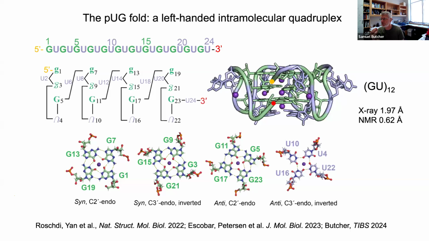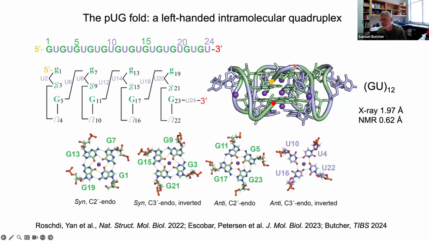So here's the structure. The short story is that the NMR structure is exactly the same as the crystal structure. And so here's the sequence, 24 nucleotides of GU. That's called GU12. If you have UG12, what you do is you end up putting an extra U on the 5' end and then going through the same structure here.